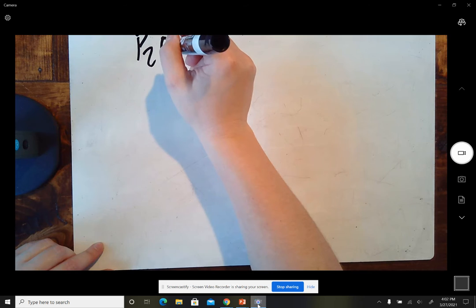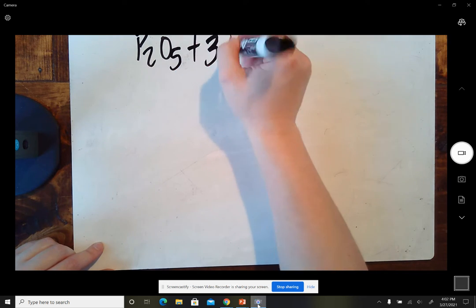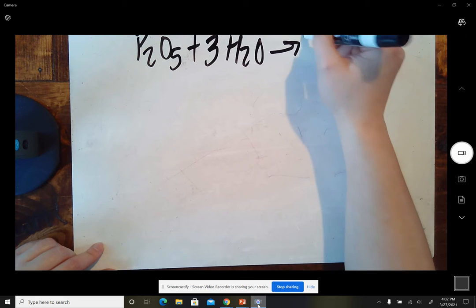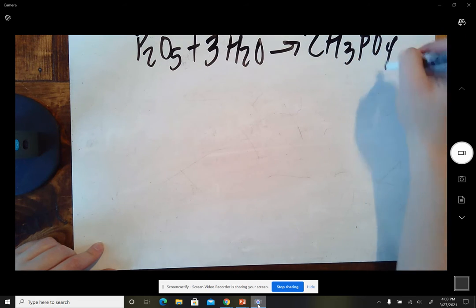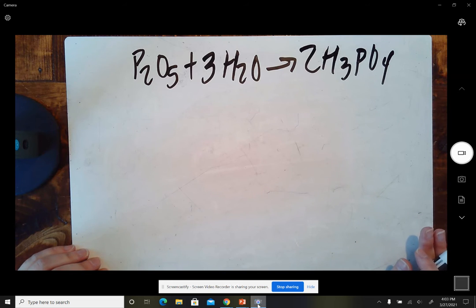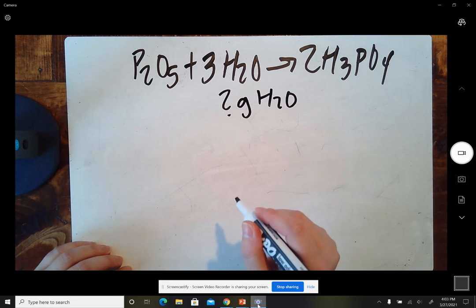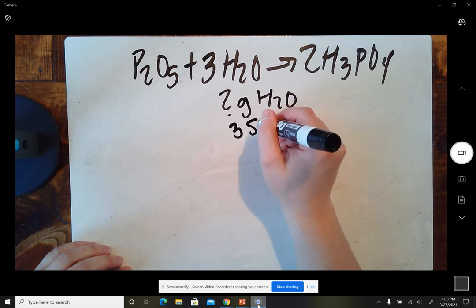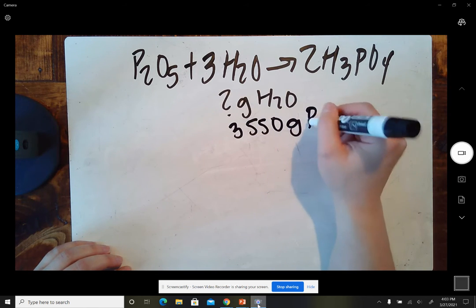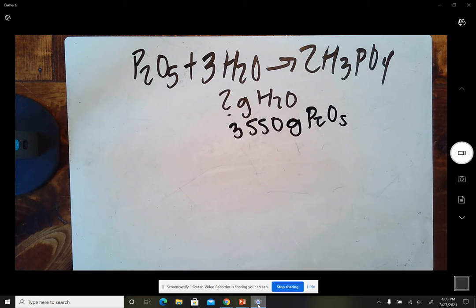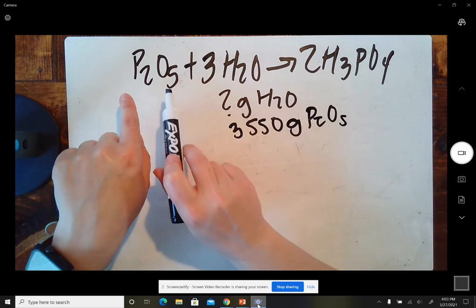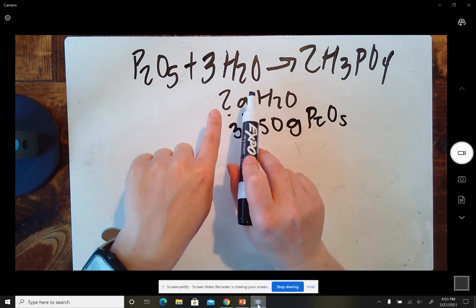So here's our problem. We'll go back to what we've been doing. P2O5 plus 3 waters gives us 2 phosphoric acids. And they want to know what mass of water will react with 3,550 grams of the P2O5. So they gave us the mass of P2O5. They want to know the mass of water.